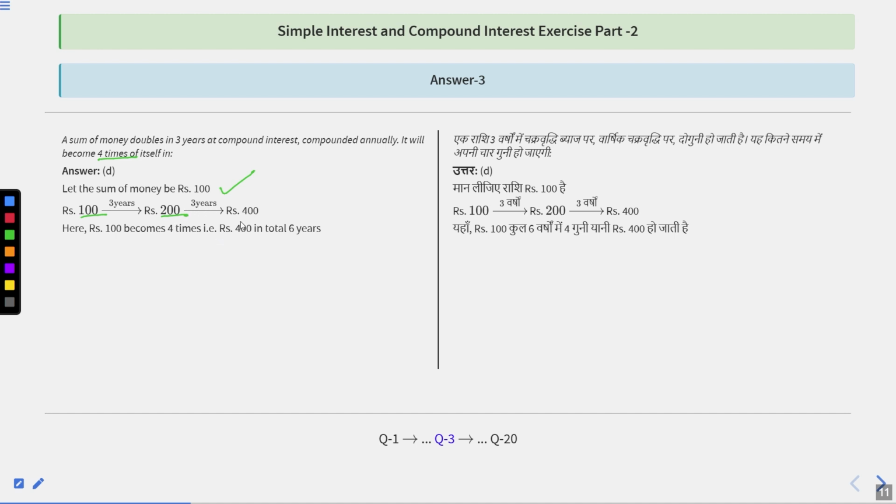Clear? So 200 becomes 400 because it is calculated at compound interest. So it will also take 3 years, because in 3 years it will become double. So again in 3 years it will double. So it will take a total of 6 years. Clear? So D is the correct answer. Next one.